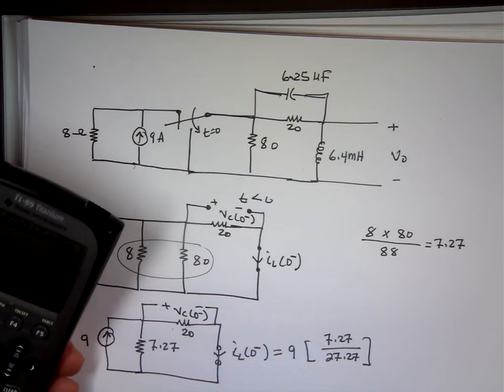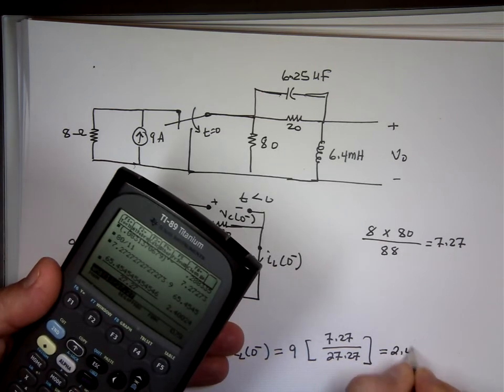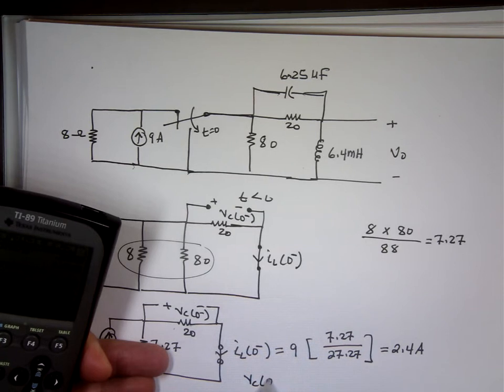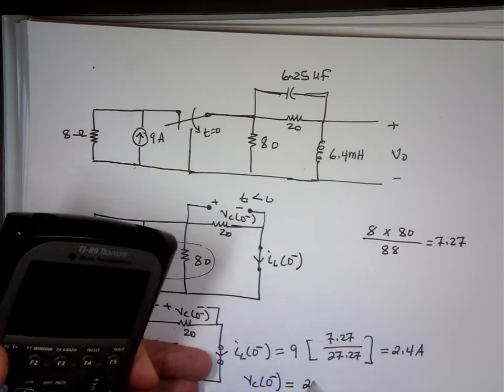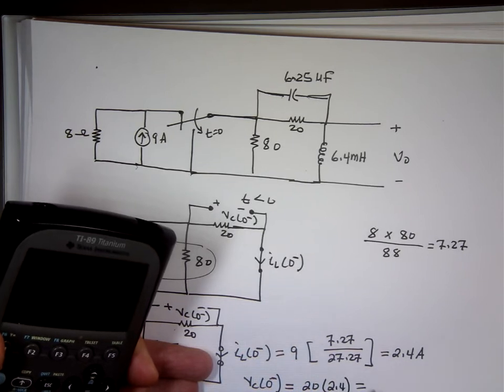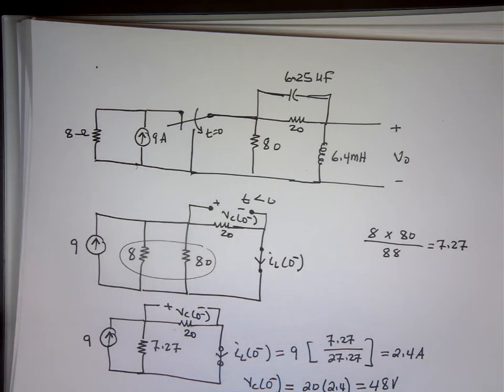Was it? Oh, I did voltage. 2.4. I did some kind of division. Yep. If you know the current, can you find the voltage across the capacitor at 0 minus? Notice that's the voltage across the 20 ohm resistor. So 20 times the 2.4. Is that 48? That number worked out well. Yep. Luck. Not looking so bad yet.